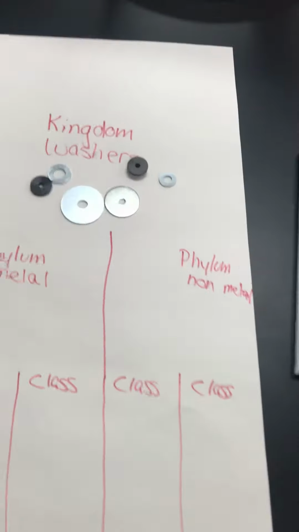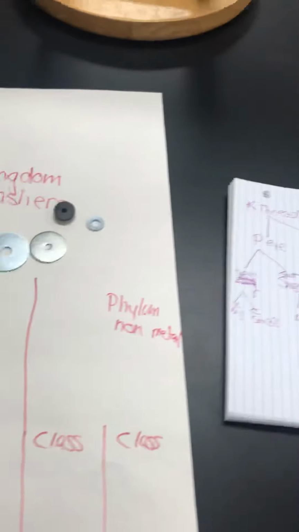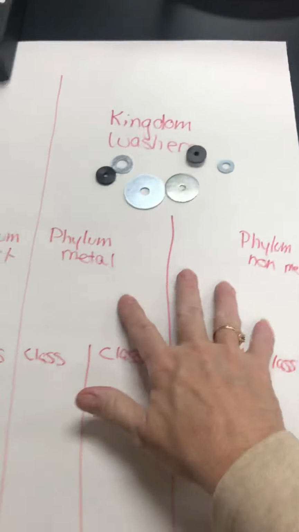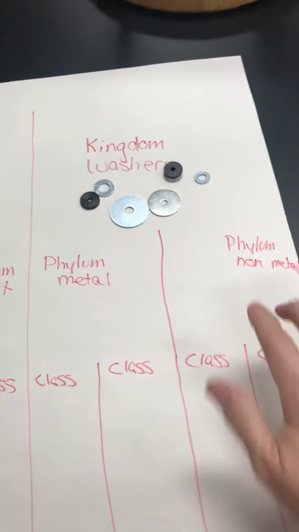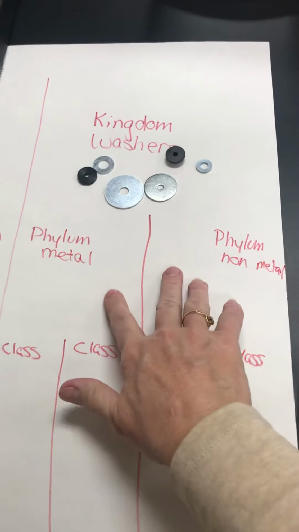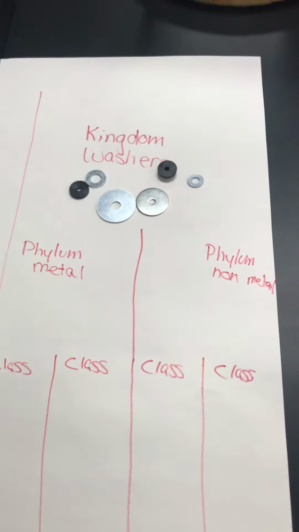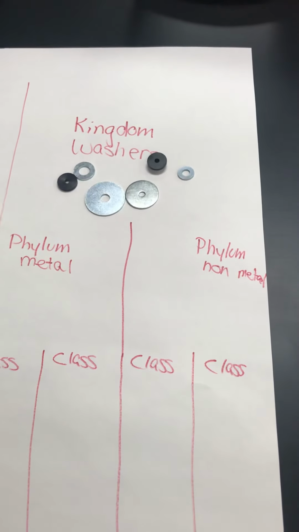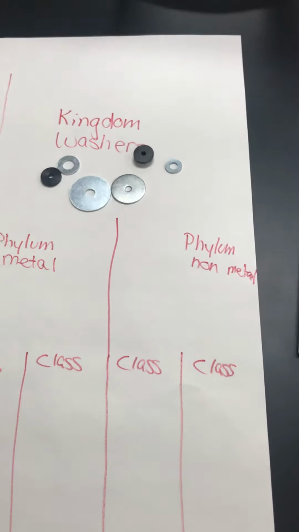I can choose metal or non-metal, and honestly, putting it that way, there's no material that you could make a washer out of that wouldn't fit in one or the other. Again, remember, a dichotomy is a choice of two, and you can't choose none, and you can't choose both. You have to choose one or the other. That's what a dichotomy is.